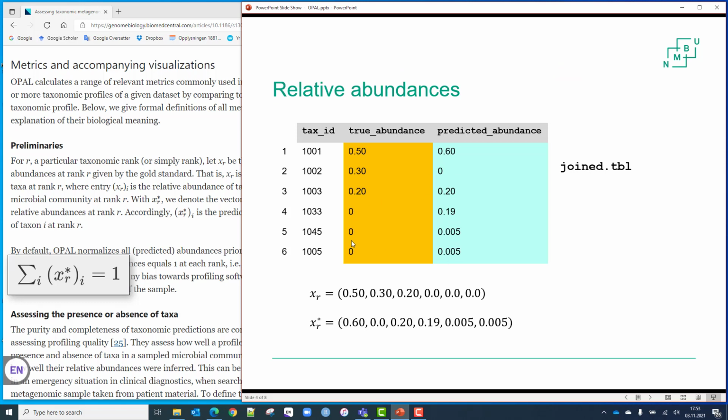And then we fill in with zeros in all the empty cells, because abundance being absent means that the abundance is actually 0. So in this case, missing value is the same as 0, because it's sort of a count, right? You count reads or whatever, and if it's not counted, it means count 0. And here we now have the corresponding vectors xr and xr star. These are just columns, right, of this table.